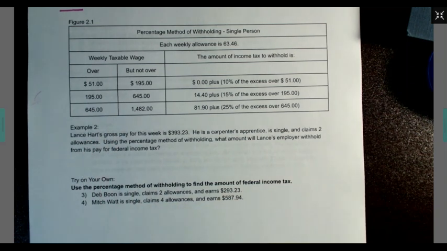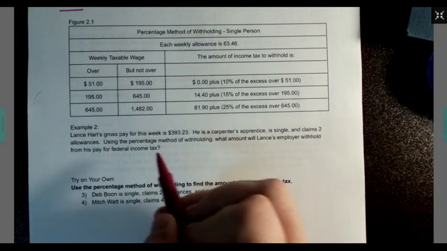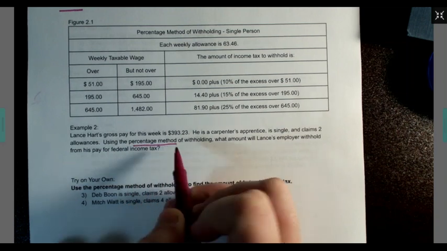Example 2. Lance Hart's gross pay for the week is $393.23. He's a carpenter's apprentice, is single, and claims 2 allowances. Use the percentage method of withholding. What amount will Lance's employer withhold from his paycheck for federal income tax? Now he's using this percentage method.